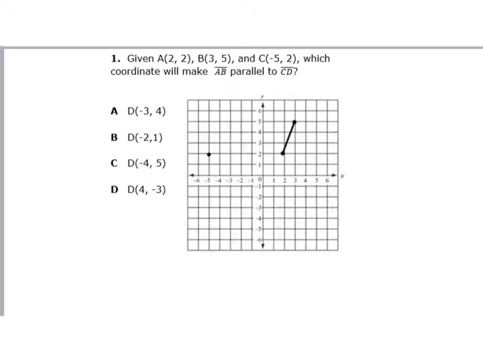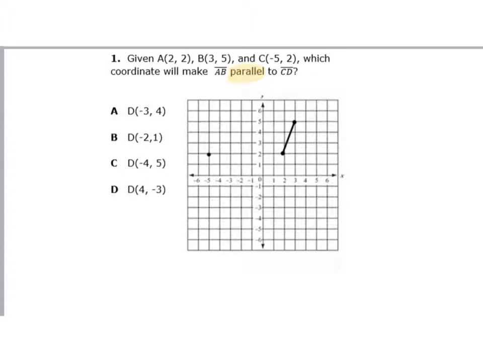Number 1, given that A, B, and C are points on the graph, which coordinate will make AB parallel to CD? The difference between this and the last part of the last review is that instead of perpendicular, this time I want parallel, which means instead of having different slopes, I want the same slope. So if I look at this segment that they've given me, I need to look at my rise over my run.